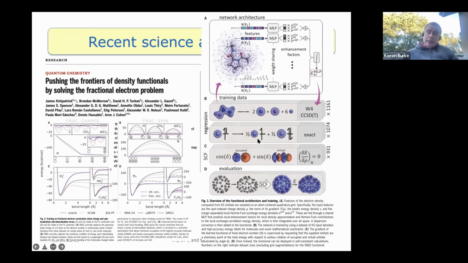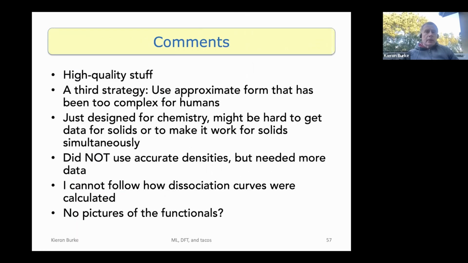So they're taking an approximate form. Well, let me see here. So it's very high quality stuff. It's a different strategy. It uses this approximate form that has been too complex for people to get right. They did not use accurate densities, but they needed more data. So they use a lot of data in order to train it.